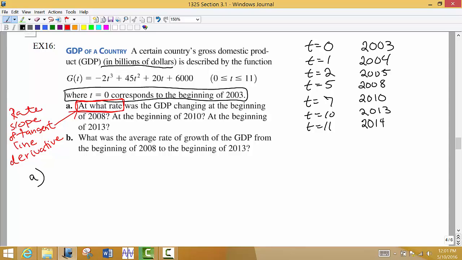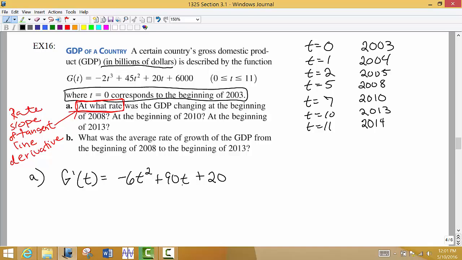The first thing I want to do is come up with my instantaneous rate of change formula. I want to find that slope of the tangent line formula. So we need to take the derivative of my function g. We're going to find g prime of t. It's pretty easy. We have 4 terms there. We're just going to use the power rule. 3 times negative 2, I get negative 6t, and reduce the power by 1, so t squared. Plus the second term, 2 times 45 is 90. Reduce the power by 1, we get t to the power of 1. 20t, the derivative of that term is just 20. And the last term is a constant, so we get a derivative of 0, and I'm not going to write it.